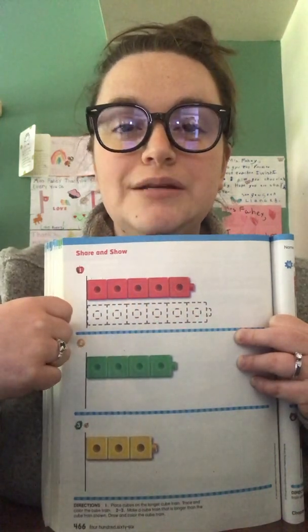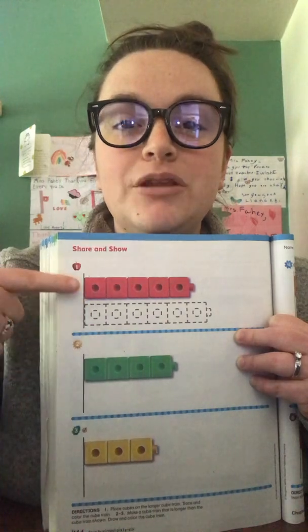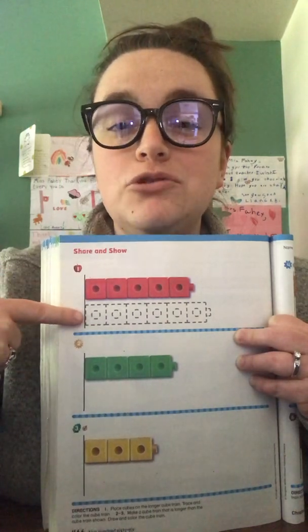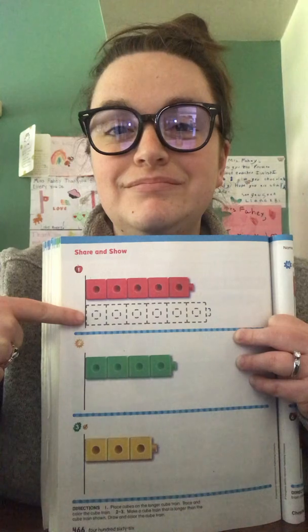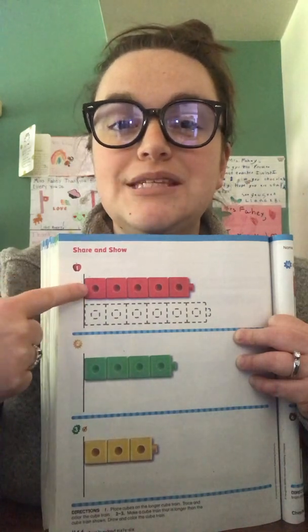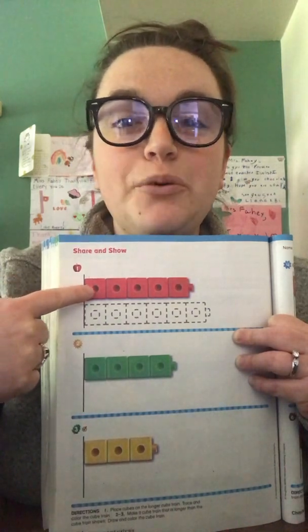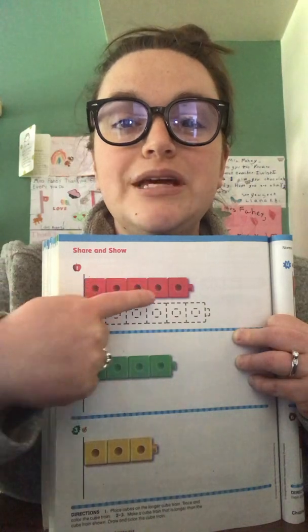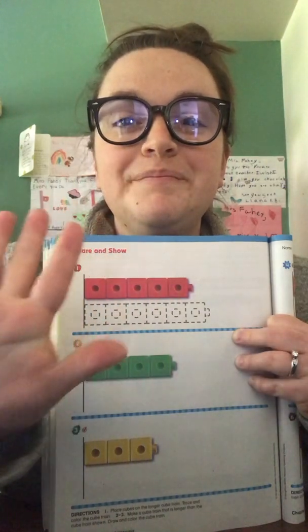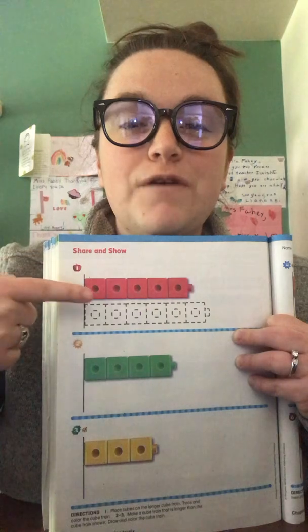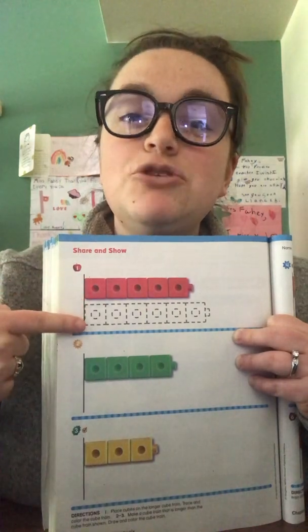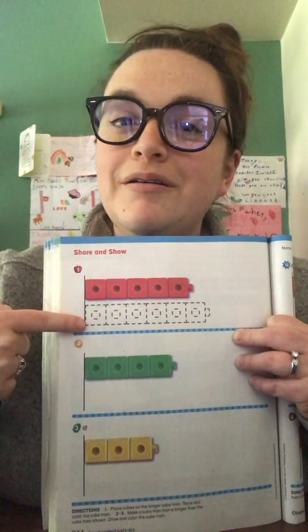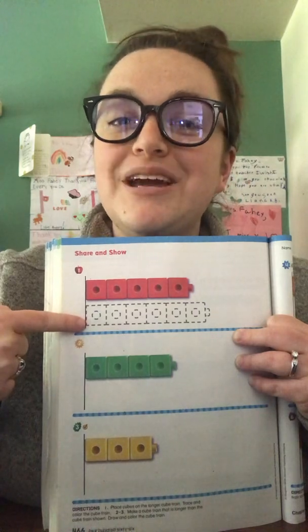Which cube train is longer, the red one or the one you traced? If you're not sure, let's count how many red ones we have. 1, 2, 3, 4, 5. So we have 5 red ones, and you traced 6. Which one is longer? The one you traced.